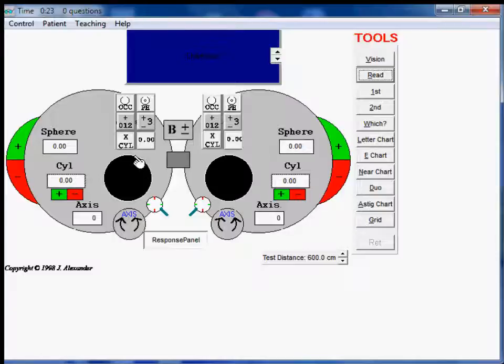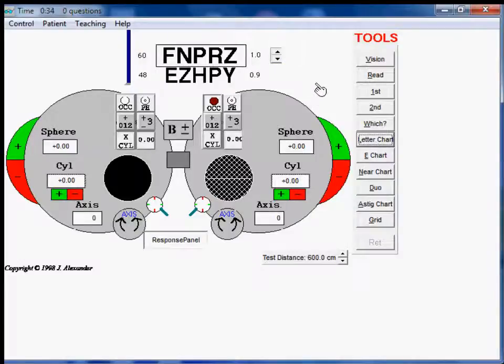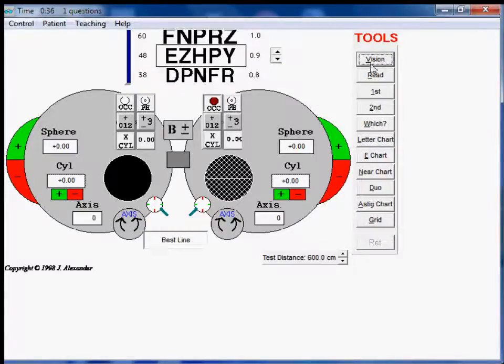Now, firstly, we need to zero both eyes. Occlude your left eye, the patient's left eye, and select the letter chart. Now click Vision to see what vision he sees when the sphere is 0. I'm measuring sphere first. Now we can see that his vision is 0.9 on the logMAR.